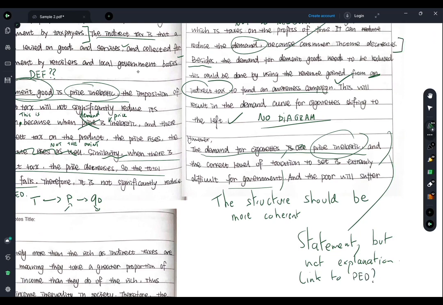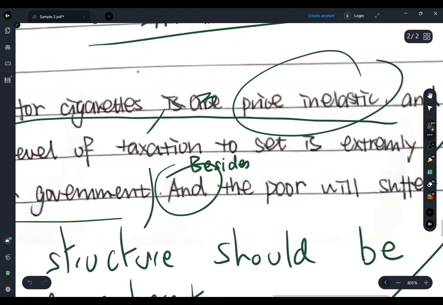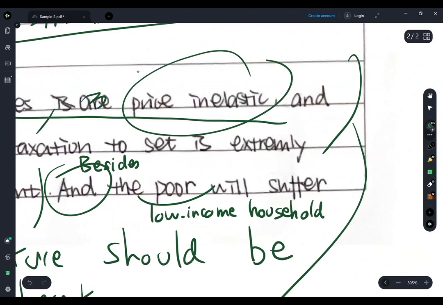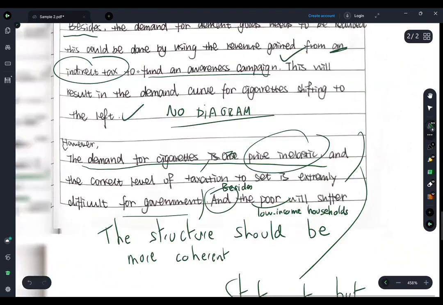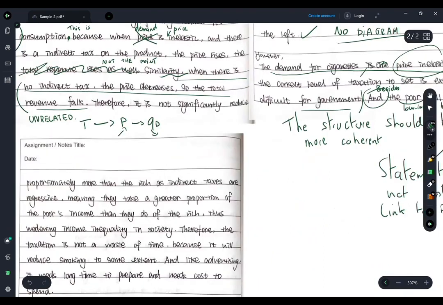Okay, and you should not start a sentence with "and". It should be something like "besides" or "instead". Besides. The poor. Do not write "the poor"; replace it with "low-income households". That sounds more professional, more politically correct too. Low-income households will suffer proportionally more than the rich, as indirect taxes are regressive.